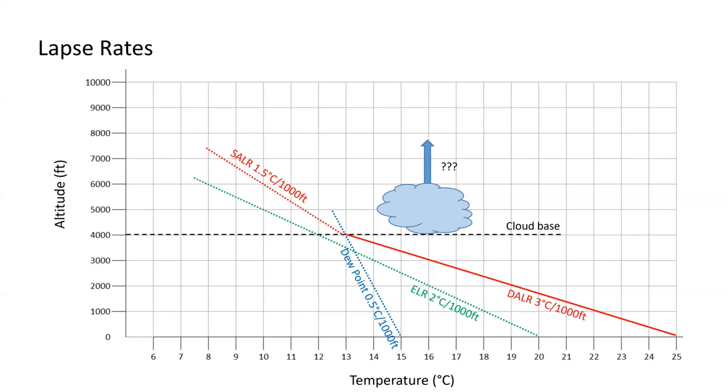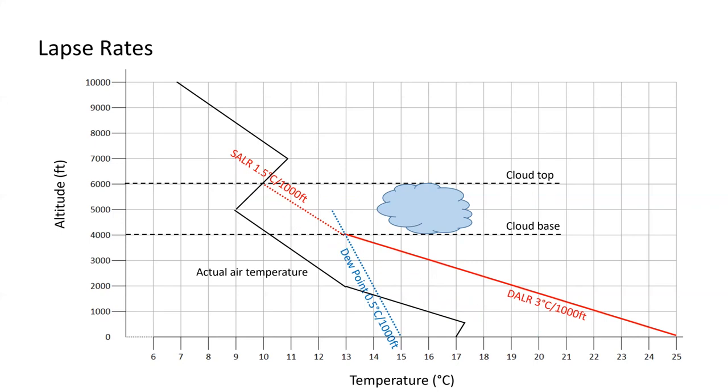The next chart is going to show you the actual air temperature, which is the black line. This is the actual temperature of the air. As you can see, it's not the ELR. It's all over the place. Right, so because the actual air temperature at that point increases at the cloud top, the air in the cloud is then capped. So it can't go any higher.